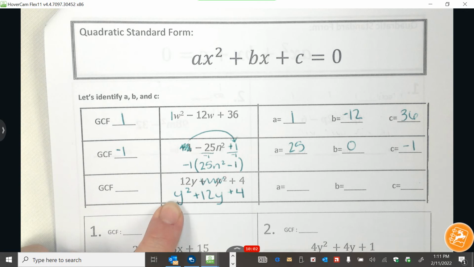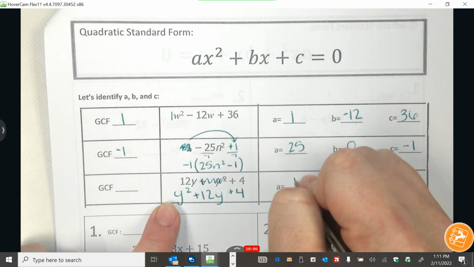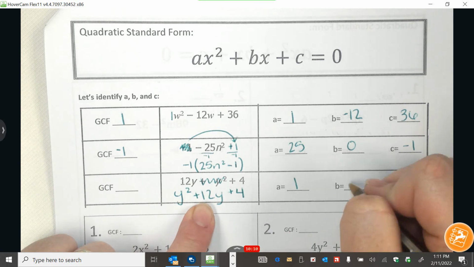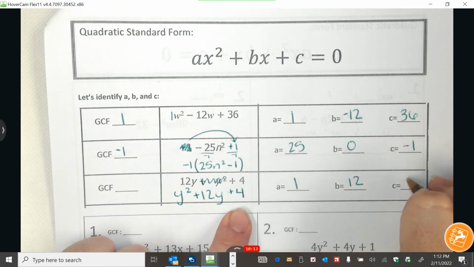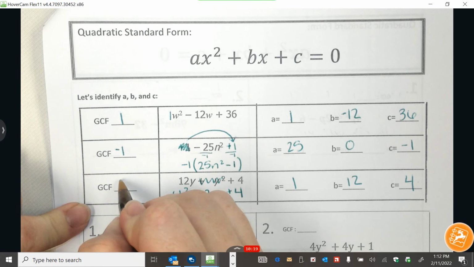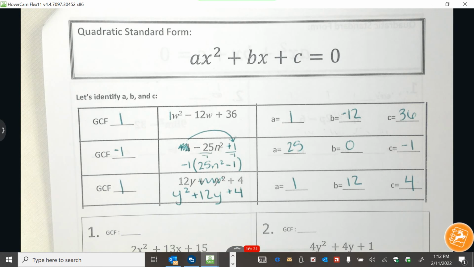So now, what's my A going to be here? If there's no number, it's 1. What's my B? And what's my C? Good job. Was there a GCF in this one other than 1? No.